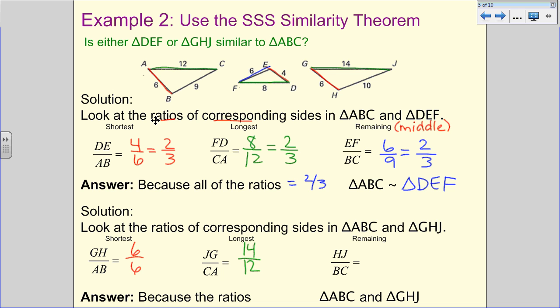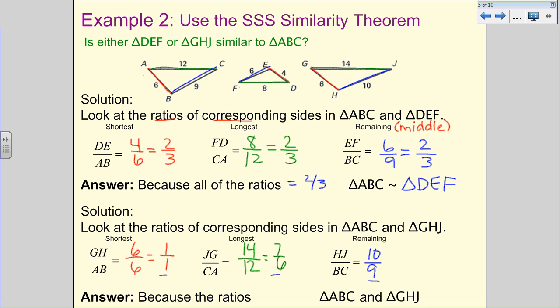6 over 6 simplified down to 1 over 1. 14 over 12, each of those can be divided by 2. So that's 7 over 6. I'm noticing I already don't have equal ratios, but we're going to set up the third one. The middle side is HJ, which is 10. And the middle side here is BC, which is 9. 10 over 9 doesn't even reduce, so if we look, we have two different ratios for the first two, and then a third ratio for the third set of corresponding sides.